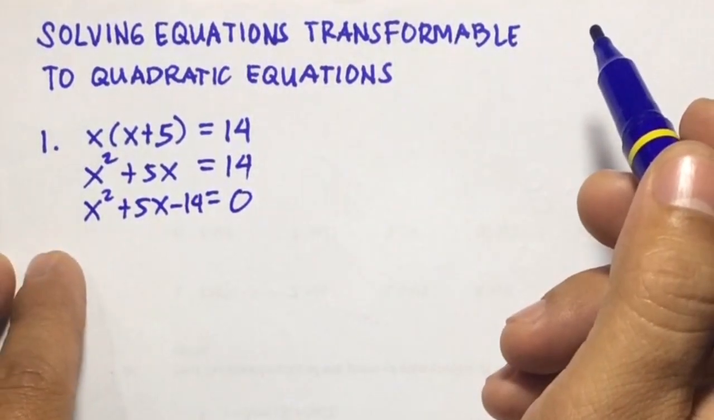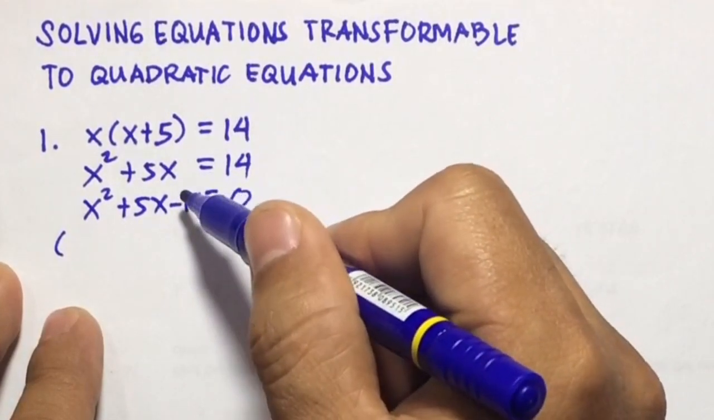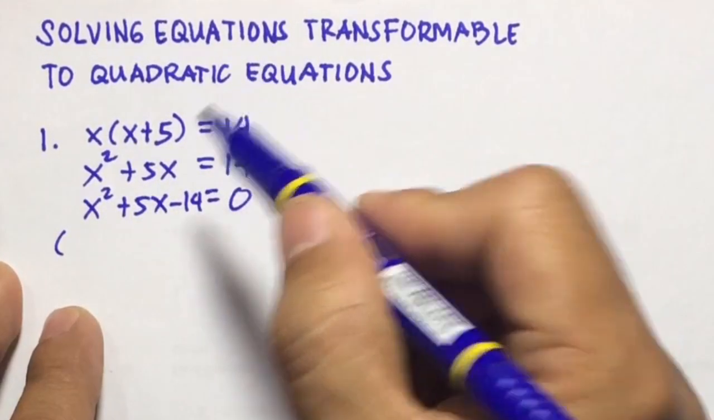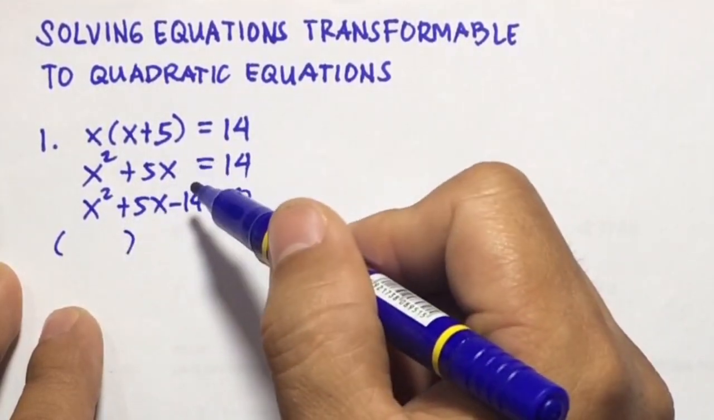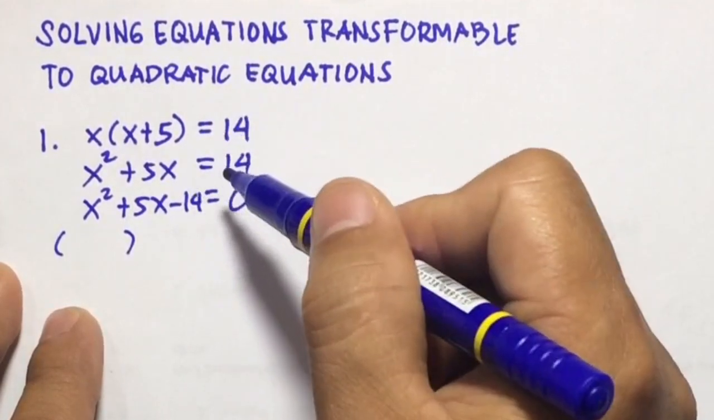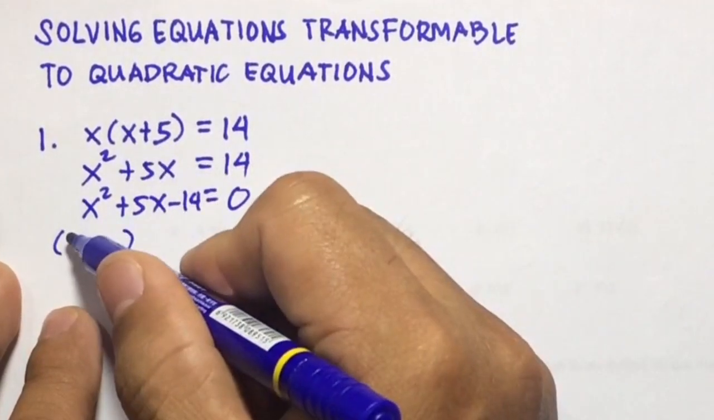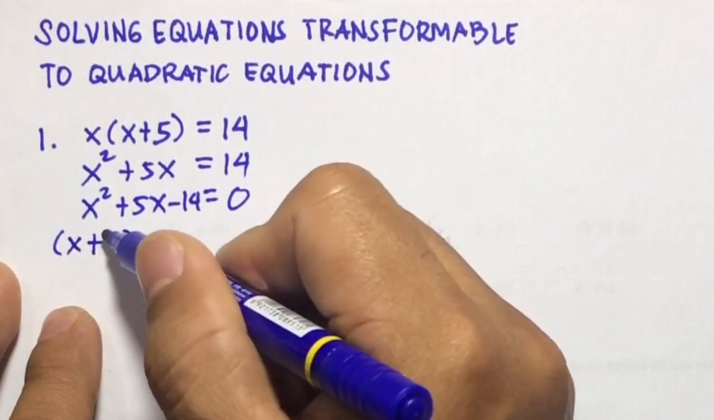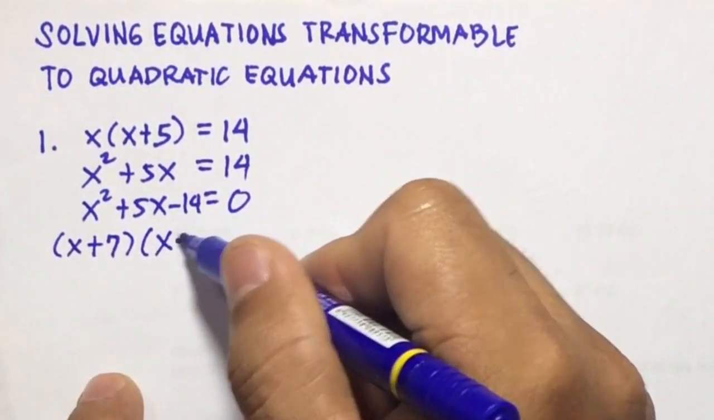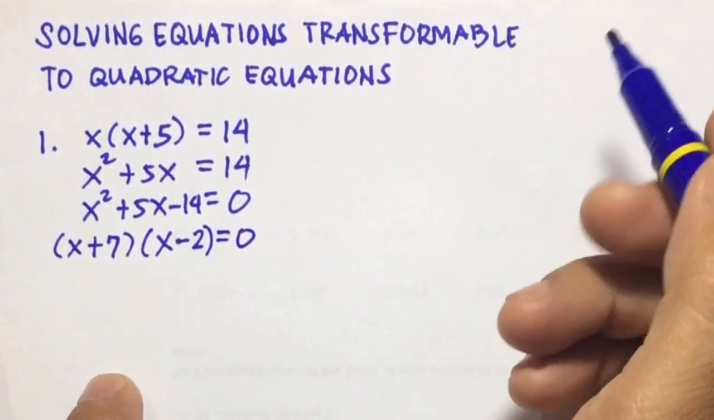Then solving this one using factoring, we're going to find factors of negative 14 which, when added, give 5. So the factors will be 7 and negative 2. 7 times negative 2 is negative 14. Then 7 plus negative 2 is 5. So we're going to have here x plus 7 times the quantity of x minus 2, then this is equal to 0.